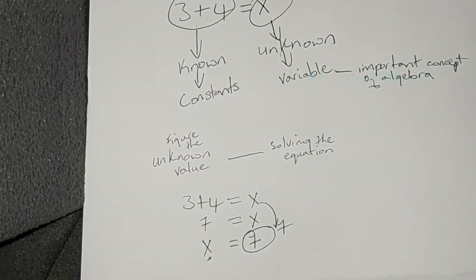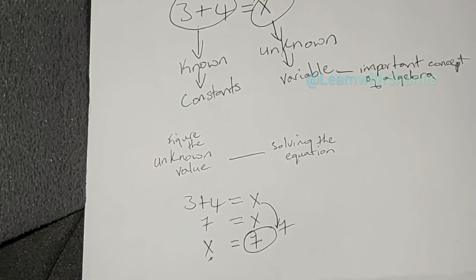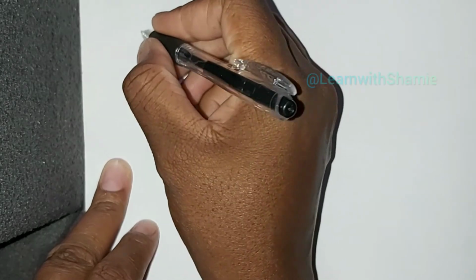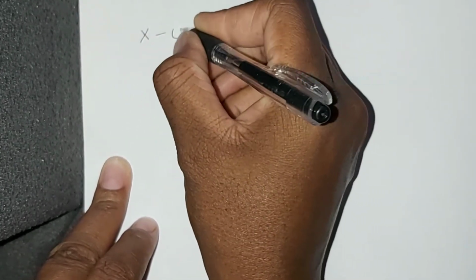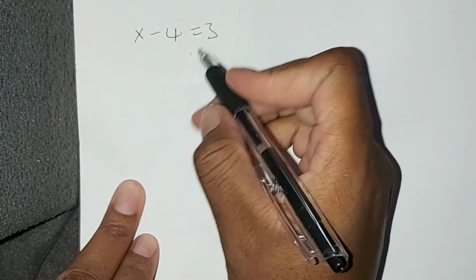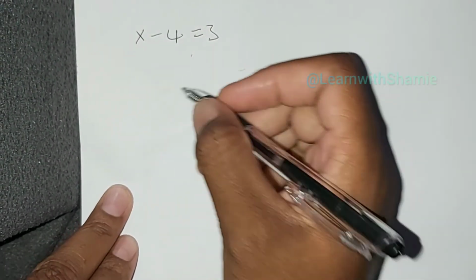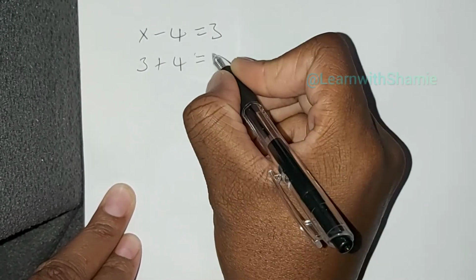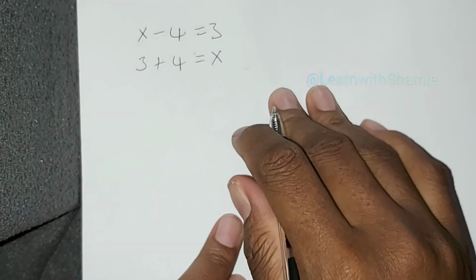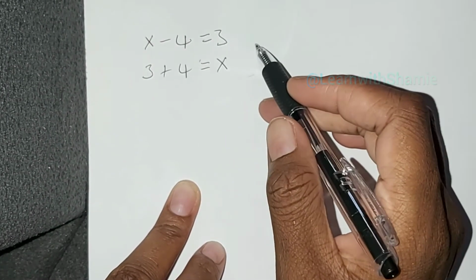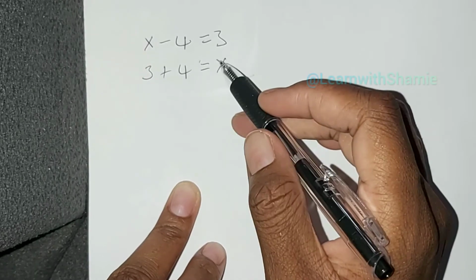That's why in algebra we are given equations in a more complicated way. Like this: x minus 4 is equal to 3. This is exactly the same equation as 3 plus 4 is equal to x, but it has been rearranged so that it is not quite as easy to tell what x is.